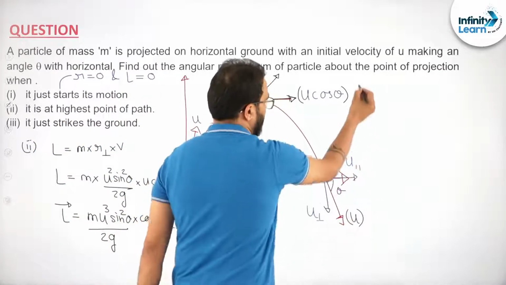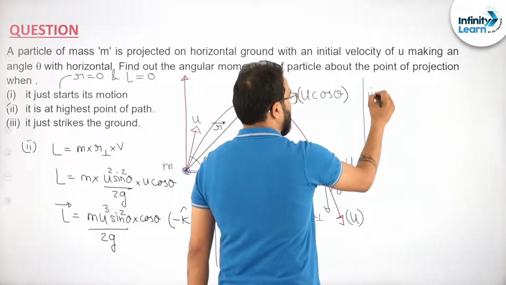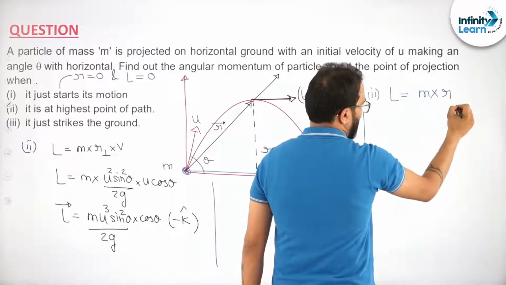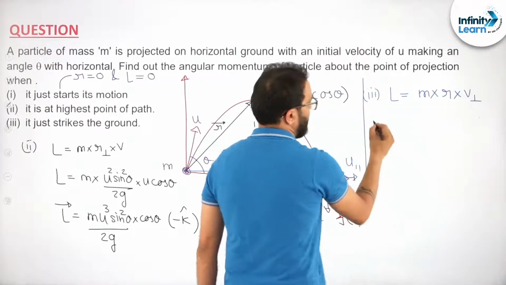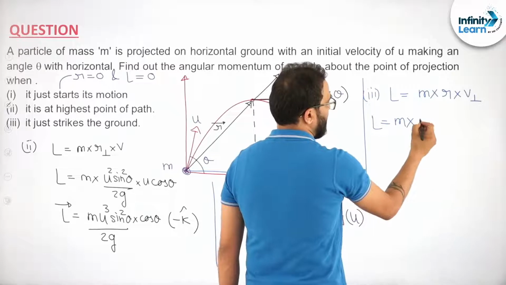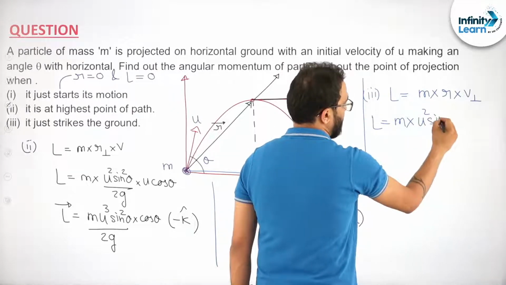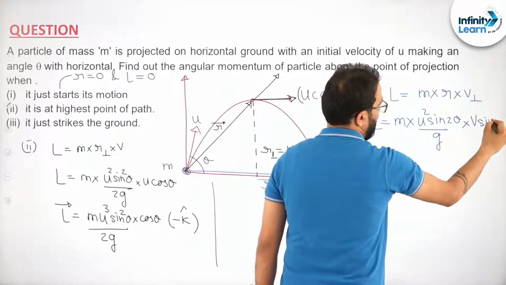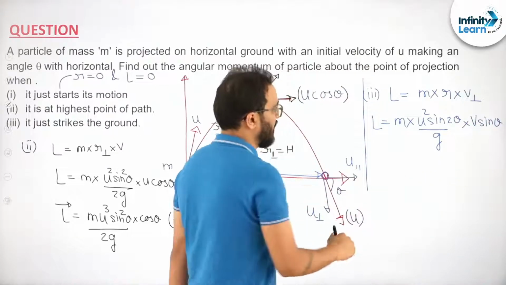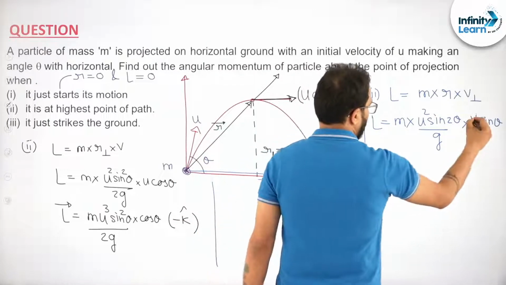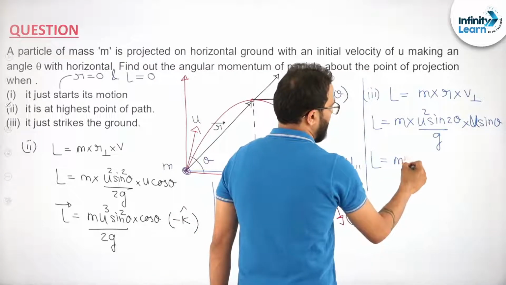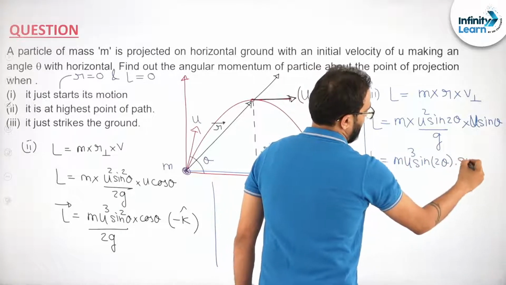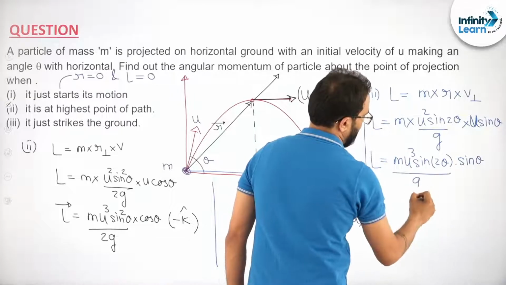So in the third case, the last case, you will say angular momentum will be m into r into v perpendicular this time. So m into r is how much? Range: u squared sine 2 theta by g, into v perpendicular, which is u sine theta. It will become m u cube sine 2 theta into sine theta upon g.